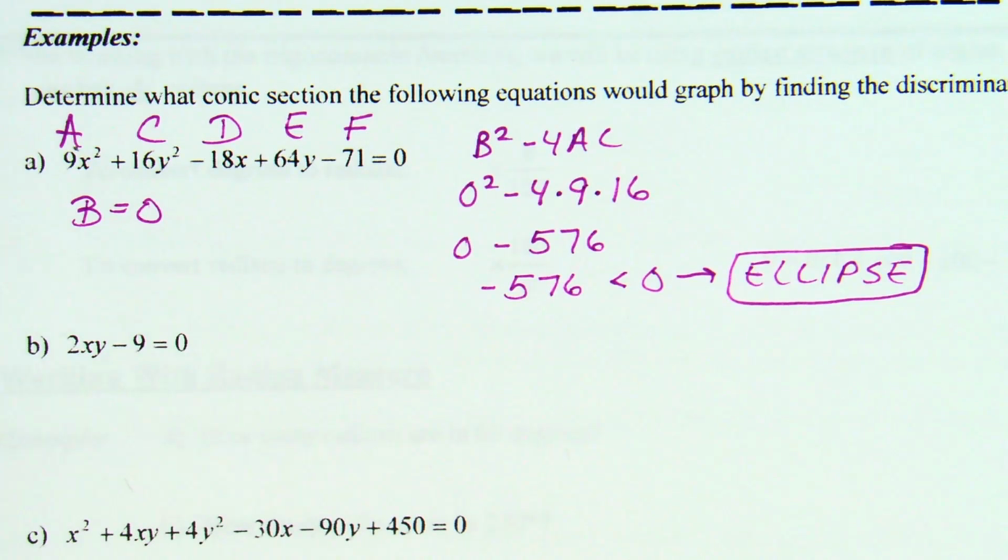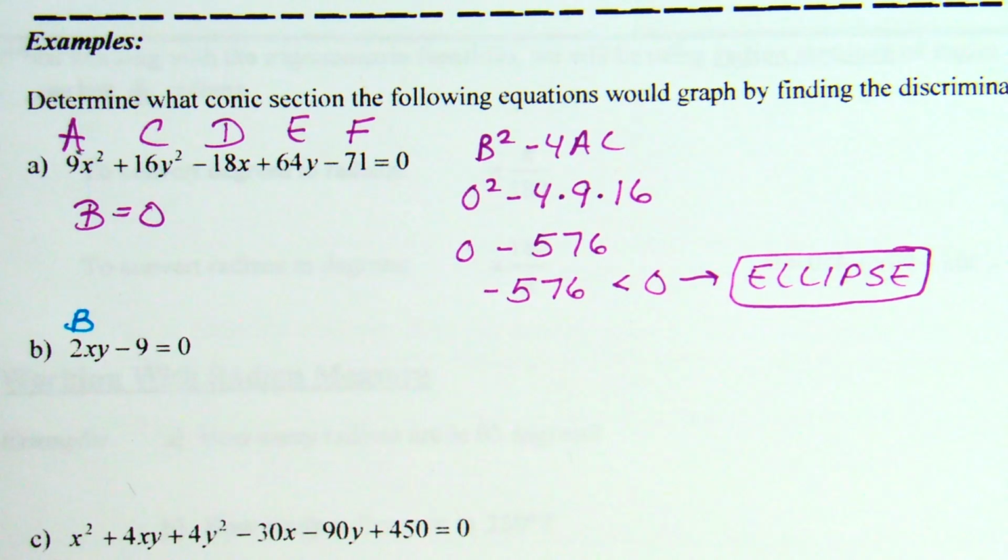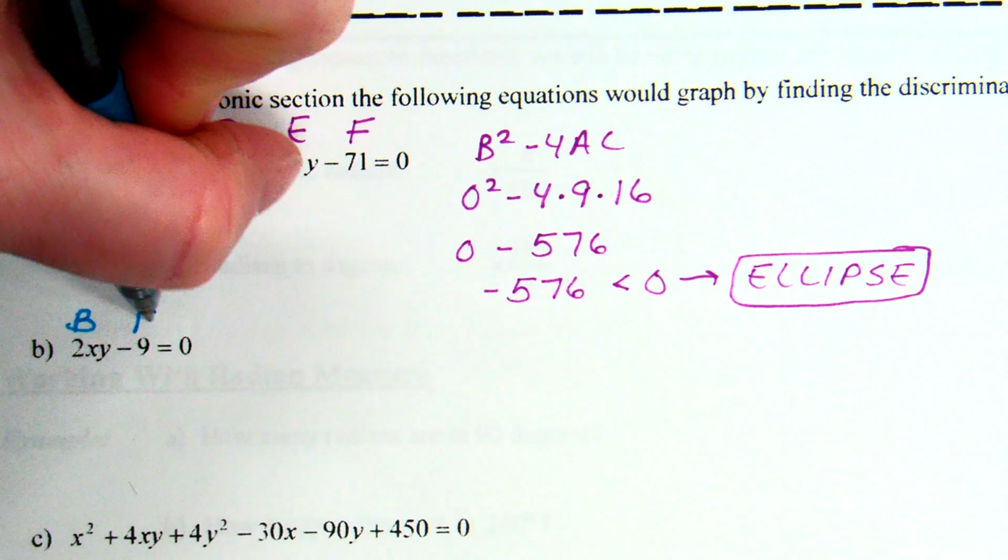What about B? It looks a little different than anything we've dealt with this chapter, but it does fall under the conic section umbrella. Okay, there's no A or C. What letters do I have? Let's go with that. 2xy is my B term, and -9 is my which term? F.